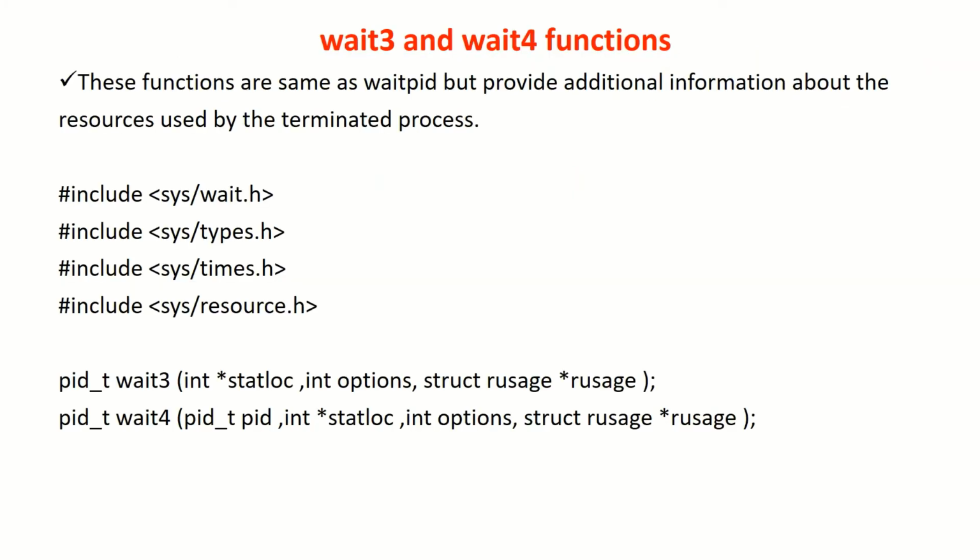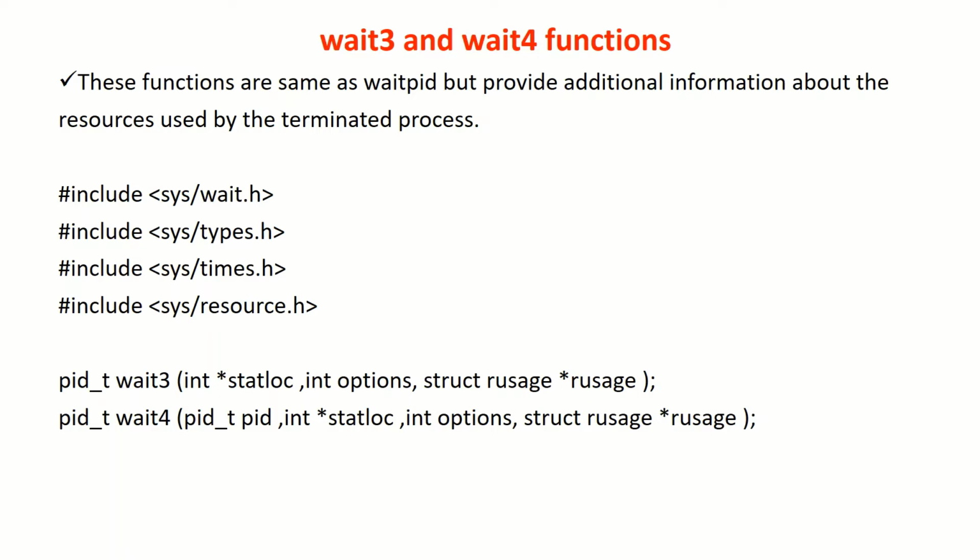Here we will discuss the wait3 and wait4 functions. The interpretation of the PID in waitpid depends on its value. Waitpid helps us wait for a particular process. It is a non-blocking version of wait. It supports job control processes.